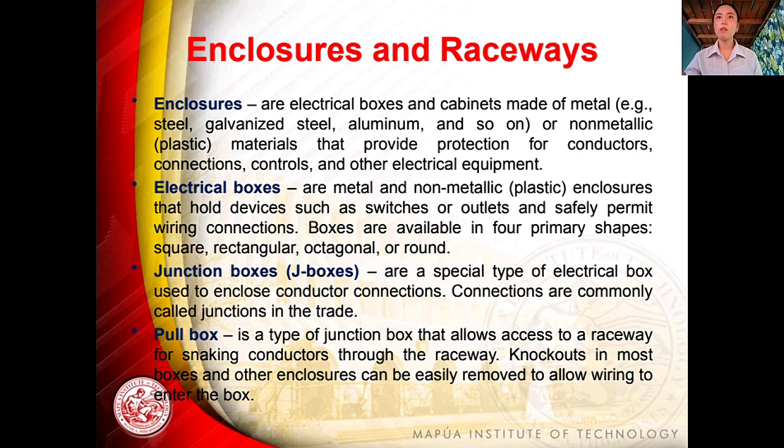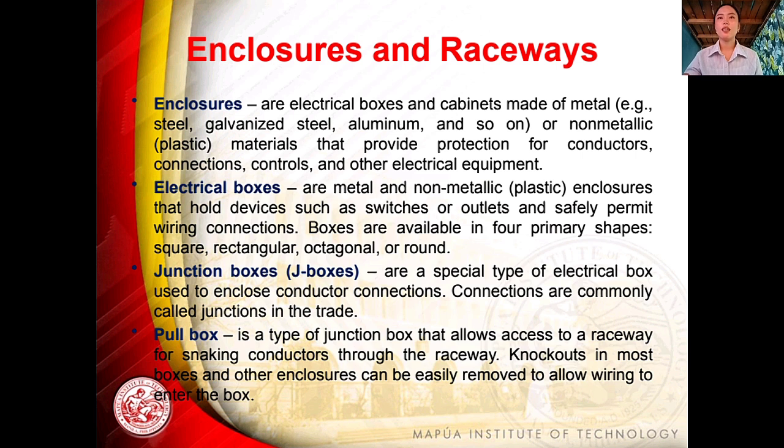So electrical boxes, they hold switches or outlets in our houses. And junction boxes or J boxes are a special type of electrical box used to enclose conductor connections. Connections are commonly called junctions in the trade. So these J boxes are for wire connections.